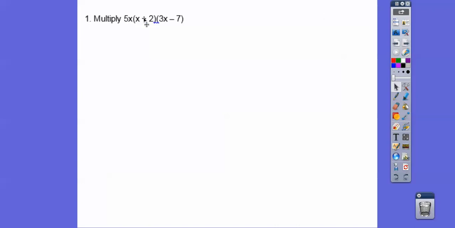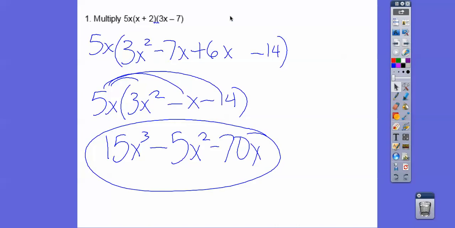Okay, so here, let's FOIL this stuff out right here. So if we do that, and then we'll distribute the 5x through. Sorry, I did this with my students. And so there's our answer right there. So anyway, when we FOIL, first times first, so x times 3x, outer times outer, inner times inner, and then last times last, and then clean it up. You get that, and put the 5x through, okay?